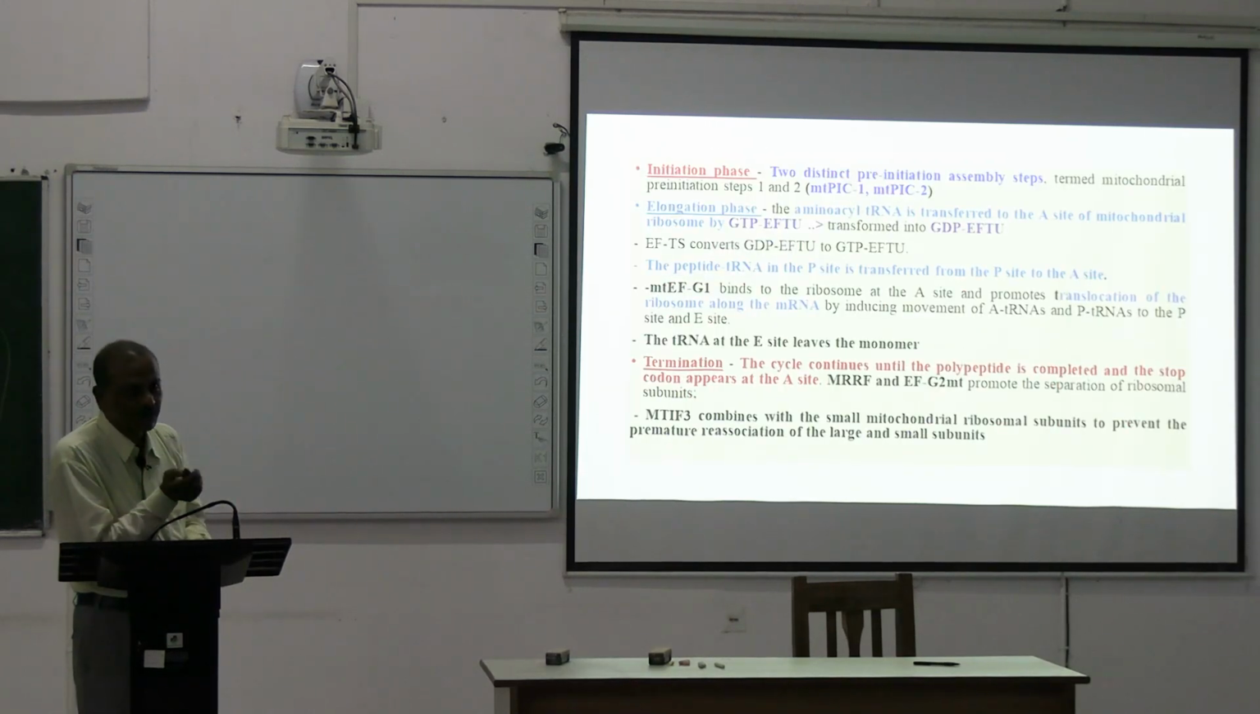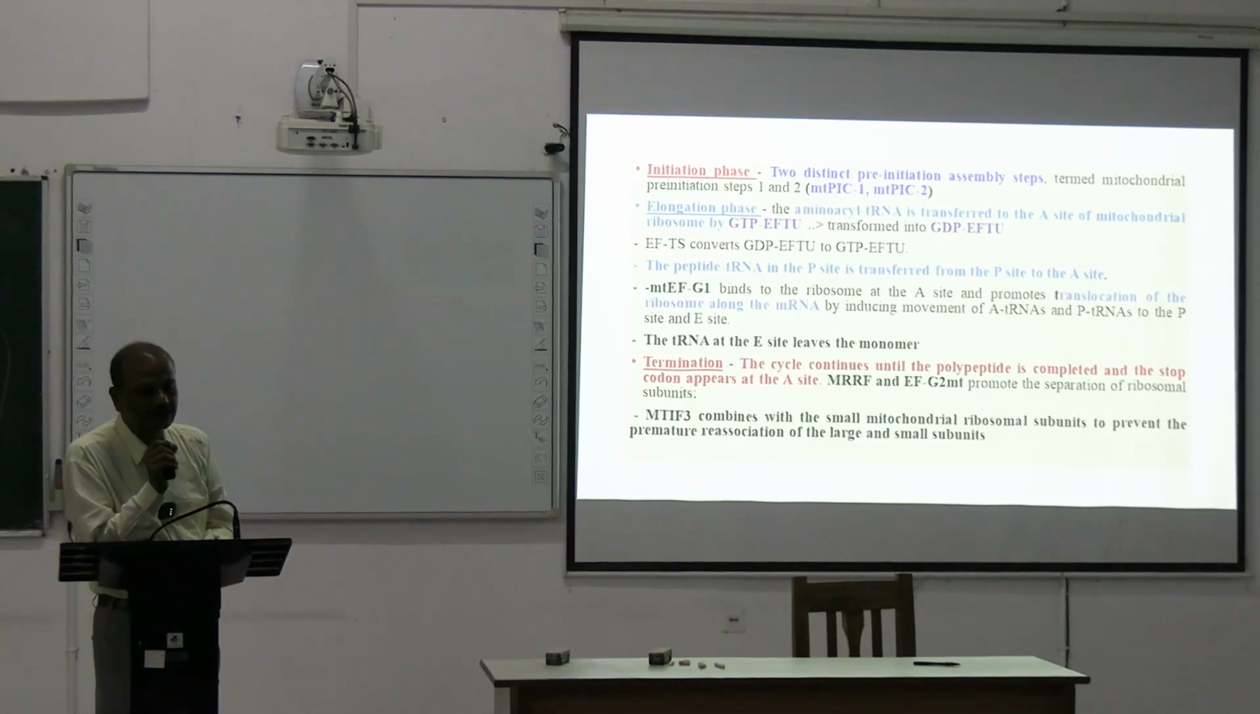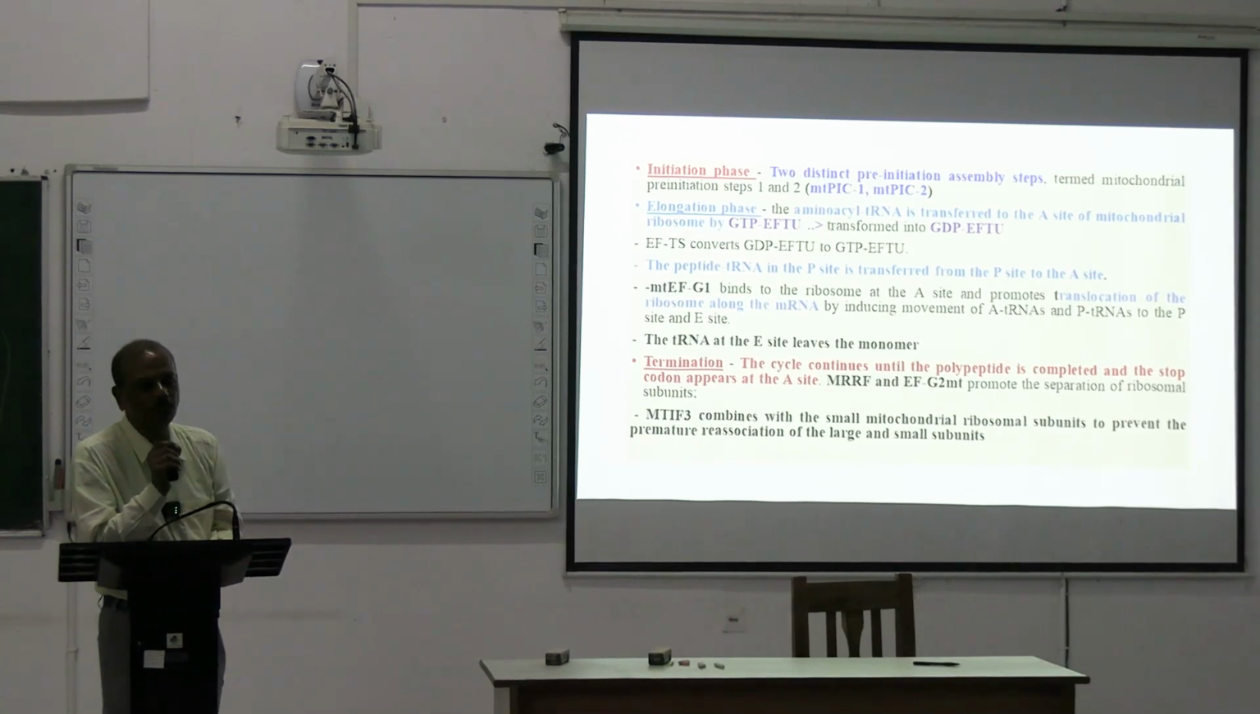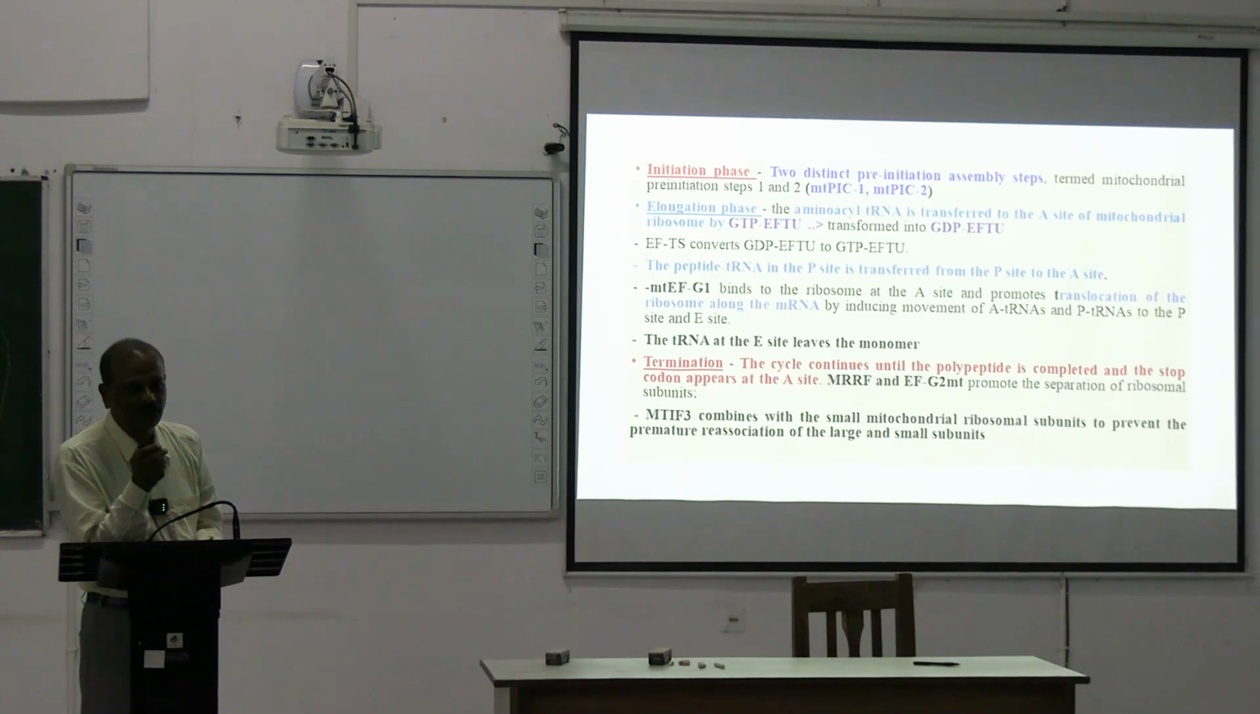So mitochondrial protein synthesis also has the same steps: initiation, elongation and termination. Only some differences are there. There is one pre-initiation complex in prokaryotes, here there are two, mitochondrial pre-initiation complex 1 and 2. The elongation factor is similar to prokaryotes, and that we have got the mitochondrial DNA from prokaryotes is very much evident evolutionarily because of the protein synthetic mechanism, which uses almost the same factors.